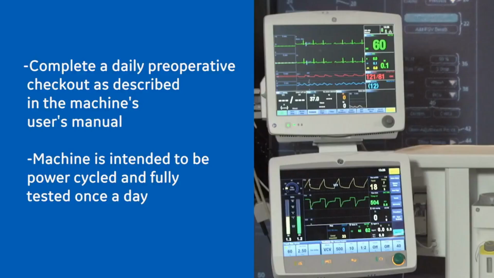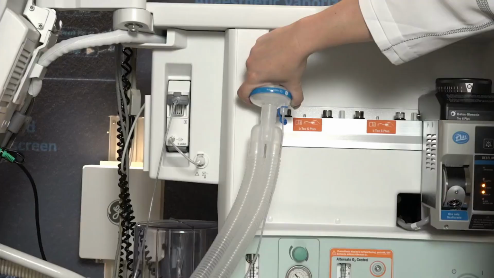Complete a daily peri-op checkout as described in the user's manual. The anesthesia machine is intended to be power cycled and fully tested once a day. All accessories that will be used during the case should be attached to the circuit to ensure accurate circuit compliance.